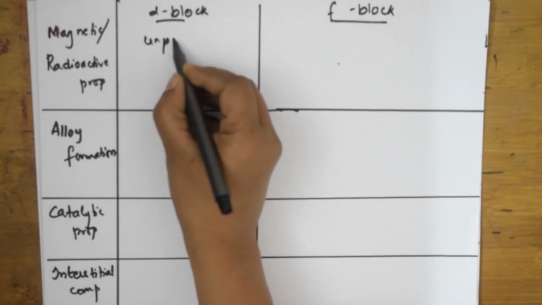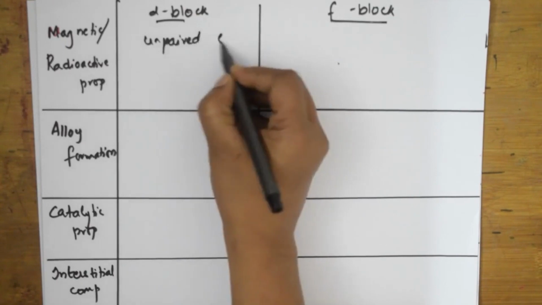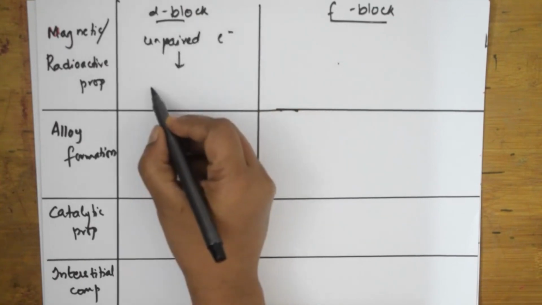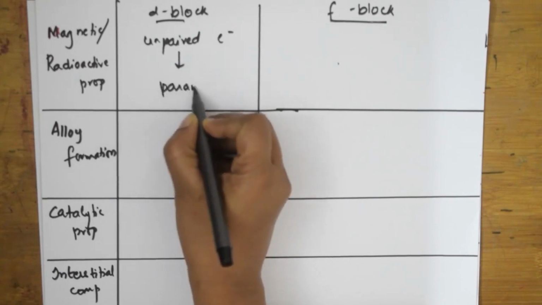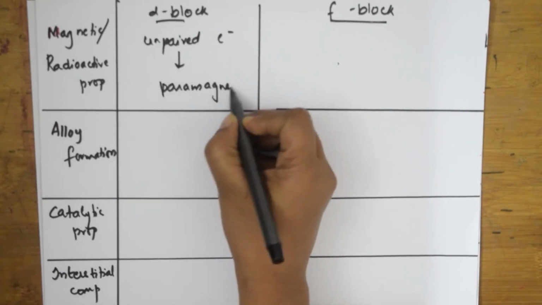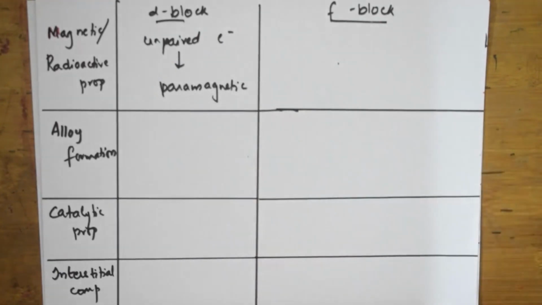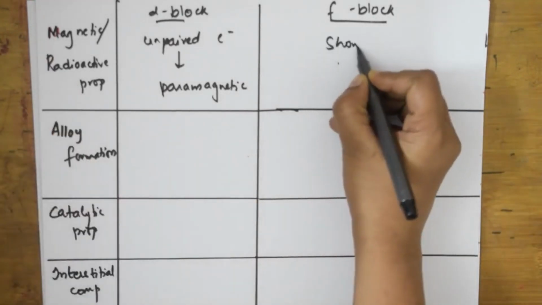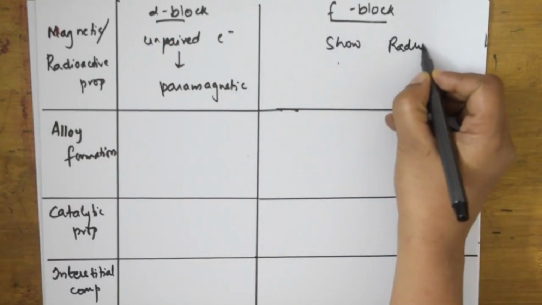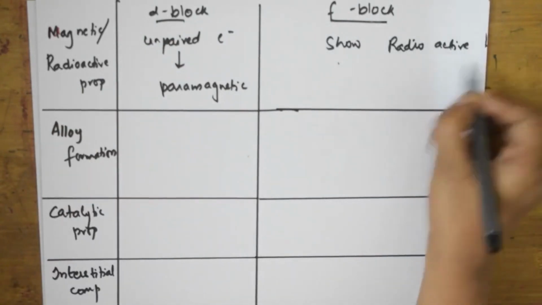So because of the unpaired electrons which are present in D block elements, they show magnetic property, and that too, unpaired electrons mean they are paramagnetic in nature. Unpaired means paramagnetic, isn't it? If it is paired, it is diamagnetic. But F block elements are not magnetic, but they show radioactive properties. This is the major difference, radioactive properties.